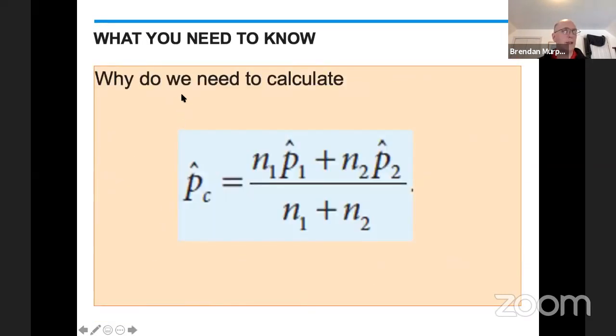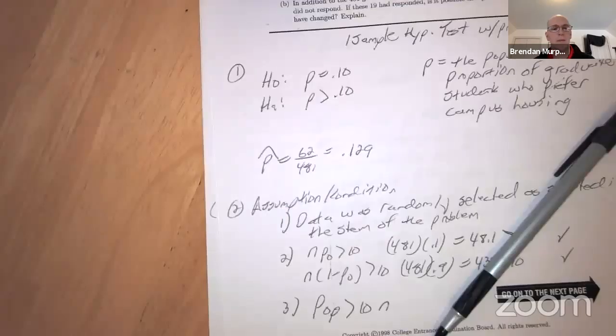Okay, so here's the $64,000 question. Why do we need to calculate this p hat combined, and what does it really mean? Where does it come from, and what's its relevance? So I have a hypothetical here. I'm going to come up with some numbers that are pretty easy.